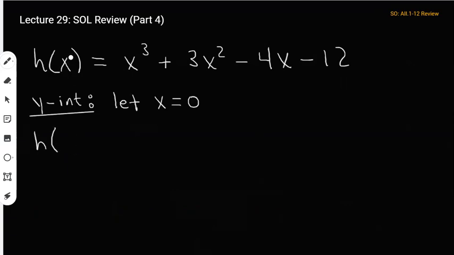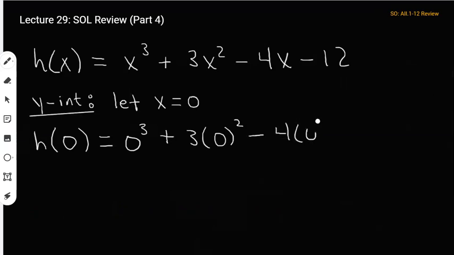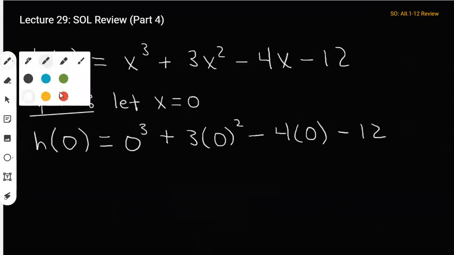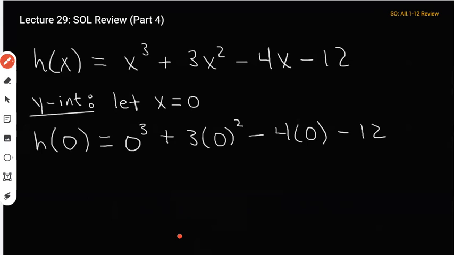When I do that, this x on the inside of this parentheses is going to change into a 0. And then everywhere I see an x, I'm going to let it be 0. So I get 0 cubed plus 3 times 0 squared minus 4 times 0 minus 12. Now, the good thing about this is you have a bunch of zeros, and that's going to cause most of these terms to cancel out. 0 cubed is going to be 0.